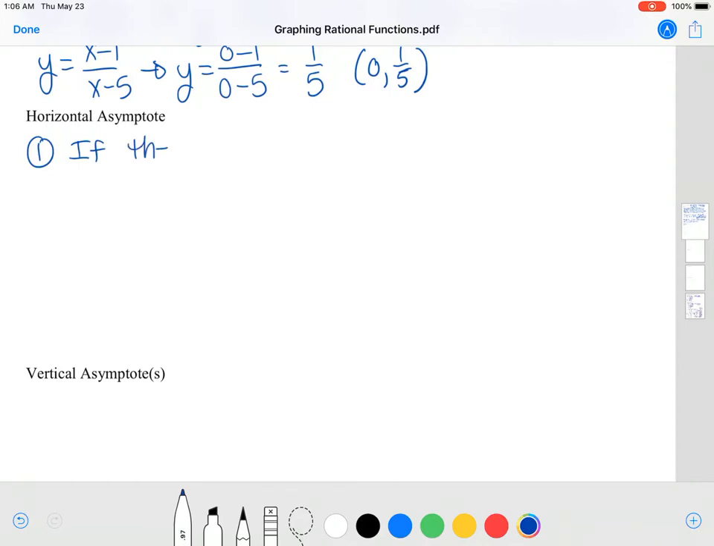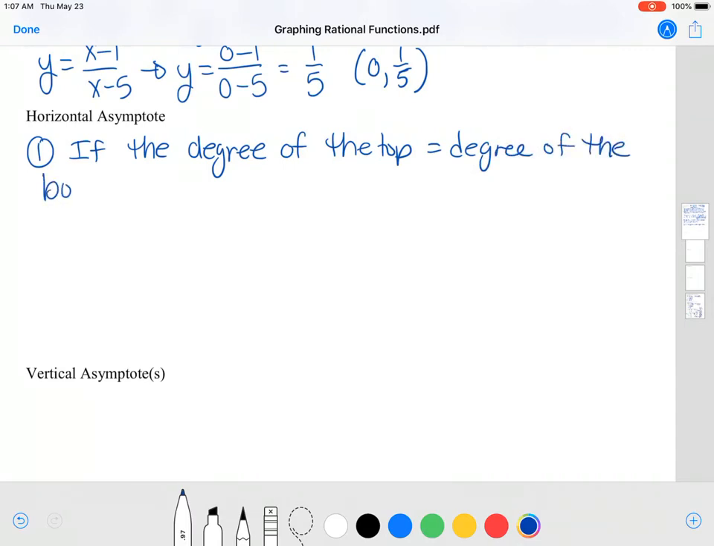So the first situation is if the degree of the top is equal to the degree of the bottom, then to find the horizontal asymptote, it's going to be y is equal to the leading coefficient, which I'm going to abbreviate LC, of the top polynomial divided by the leading coefficient of the bottom polynomial.